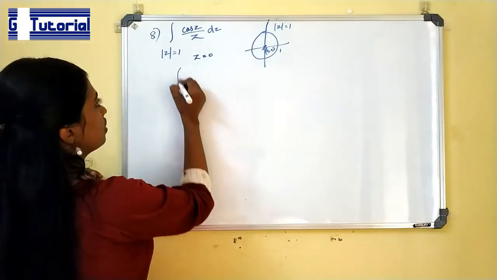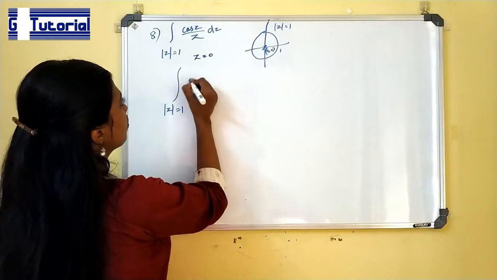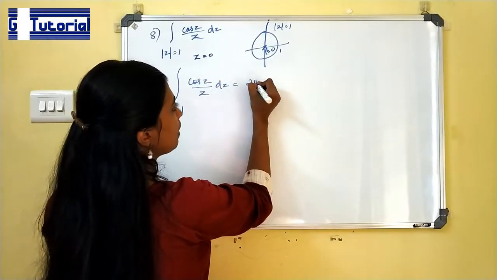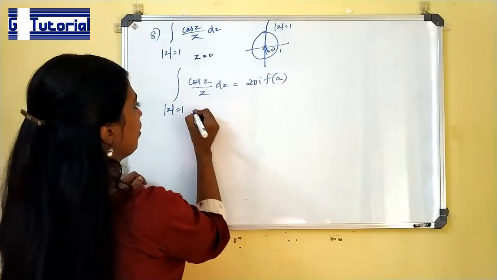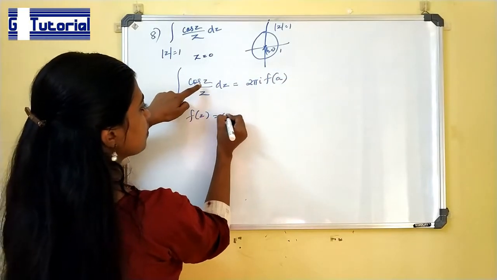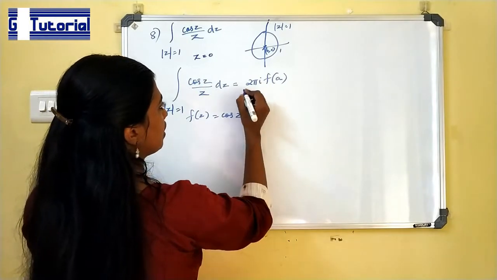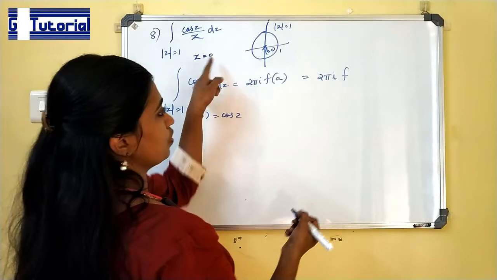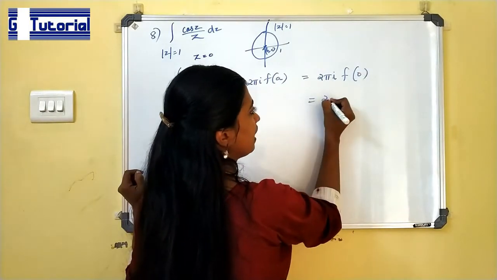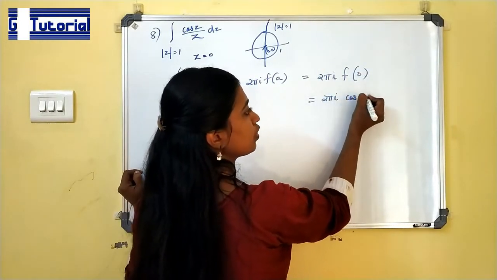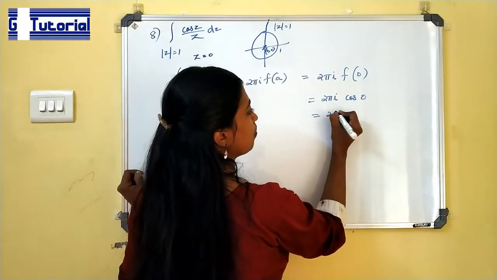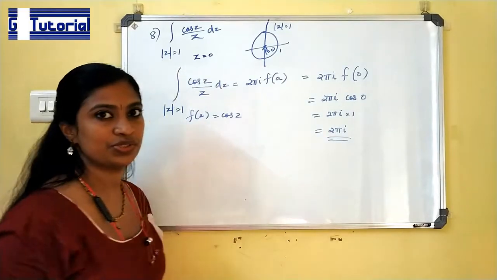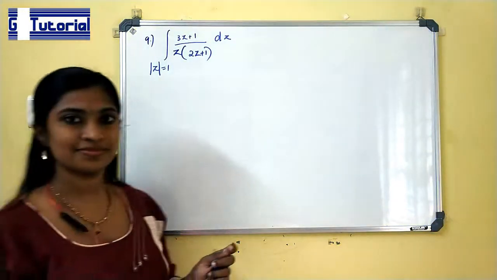It lies inside, so the value of the integral is given by Cauchy's integral formula, which is 2 pi i into f of a. Here f of z is cos z, and the value of the integral is 2 pi i into f of a, which is f of 0, that is 2 pi i into cos 0. Cos 0 is 1. 2 pi i into 1, our answer is 2 pi i.